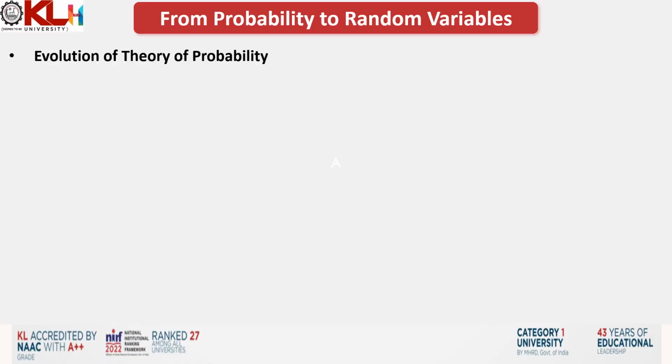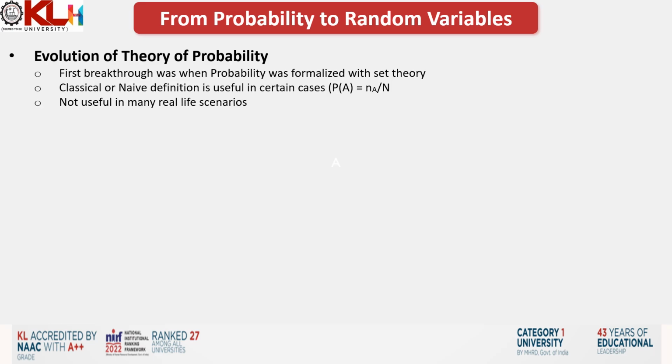We have looked at the evolution of the theory of probability. The first breakthrough was when probability was formalized using set theory. The classical or naive definition using outcomes or events and sample space was very useful in many cases. However, this cannot be used in many real-life scenarios. For example, the probability of life on a newly discovered planet.